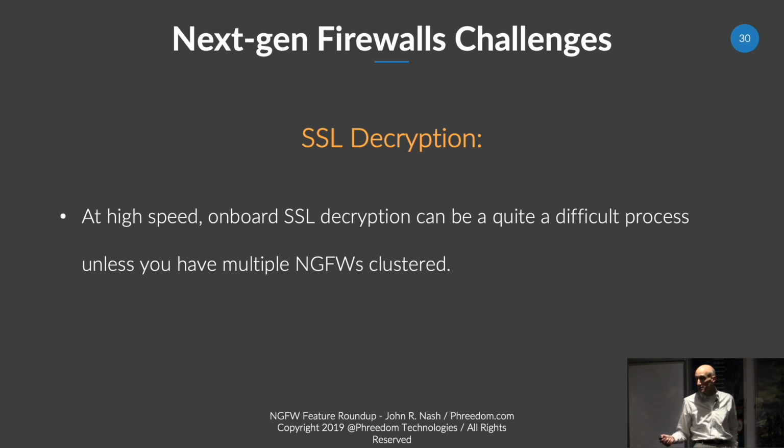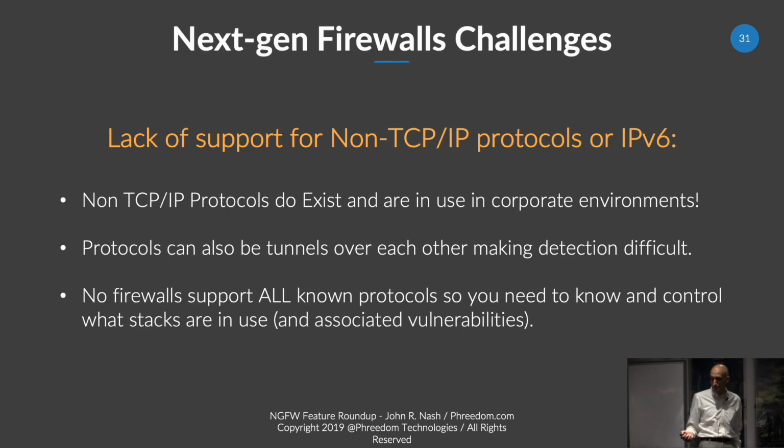Lack of support for non-TCP/IP protocols. This is a pet peeve of mine. There are a lot of firewalls, and they're so IP-centric. There are a few that do support non-IP protocols, but that seems to be a kind of unspoken and undiscussed issue. They do exist, and they're used in corporate environments. And you can actually tunnel one legacy protocol through another. So you could tunnel an old protocol through TCP/IP and hide that traffic from a firewall.